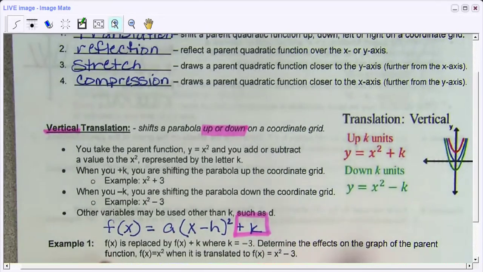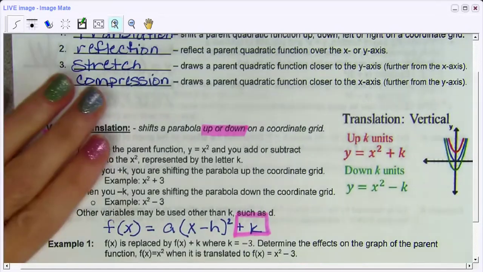If you look at example one, f of x is replaced by f of x plus k, where k equals -3. Determine the effects on the graph of a parent function, which is f of x equals x squared, when it is translated to f of x equals x squared minus 3. A lot of words. Basically, all this is saying is when you take a parabola, y equals x squared, and you subtract 3 from that, what is happening? Well, a negative means down, 3 means down 3 units.